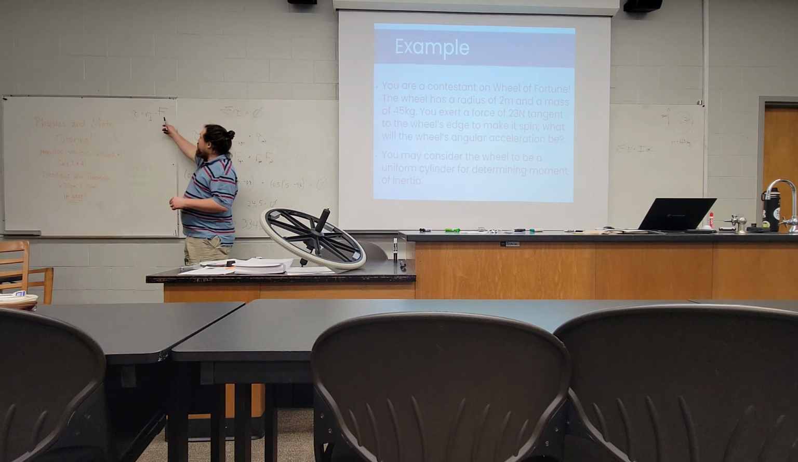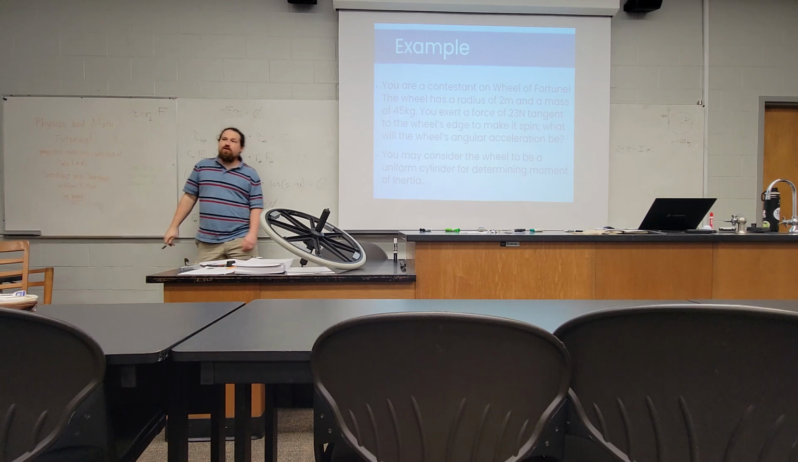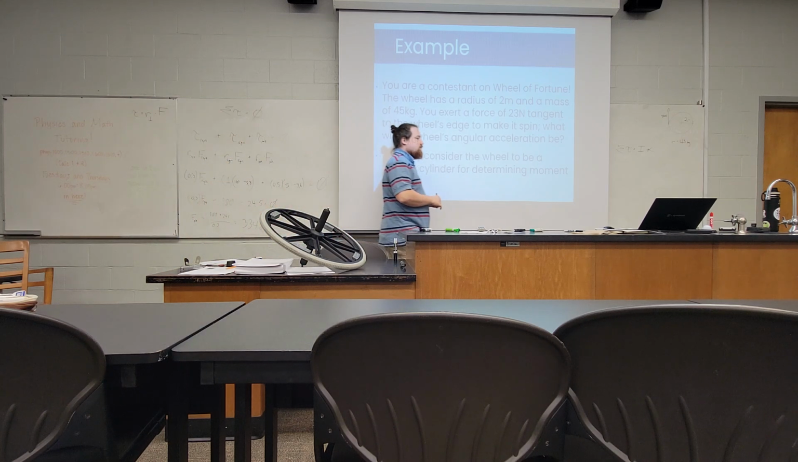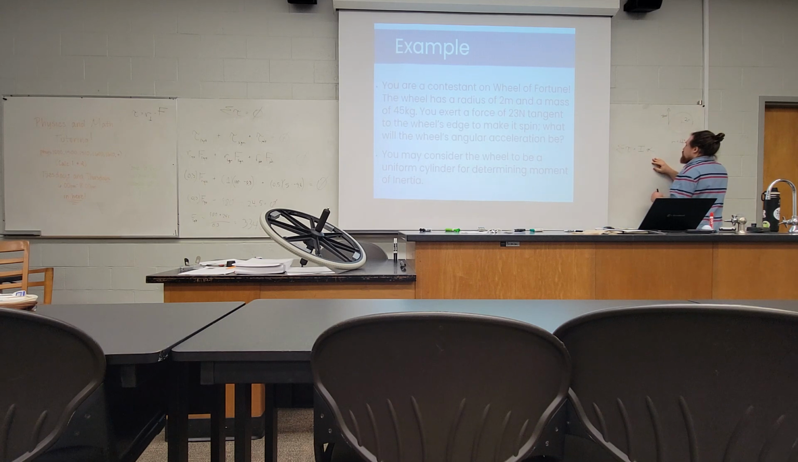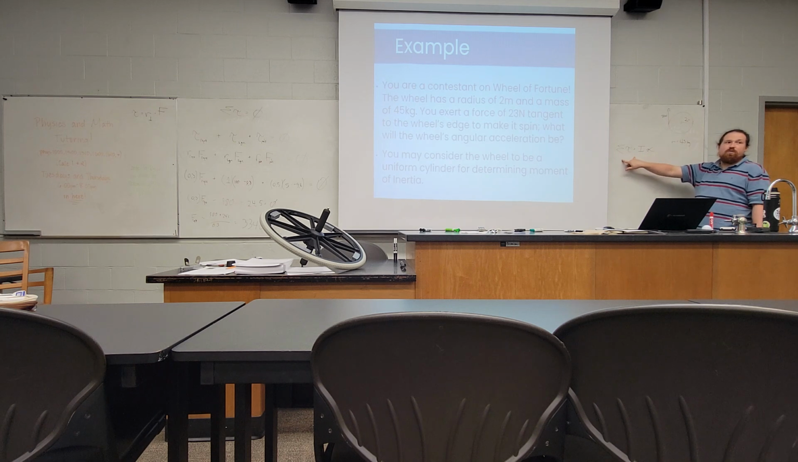We know the force we're exerting, and we know the radius of the wheel, so we can figure out how much torque we're generating. Torque equals I, moment of inertia, times angular acceleration. That's this formula. Basically, we're going to combine the two torque formulas to figure out alpha.